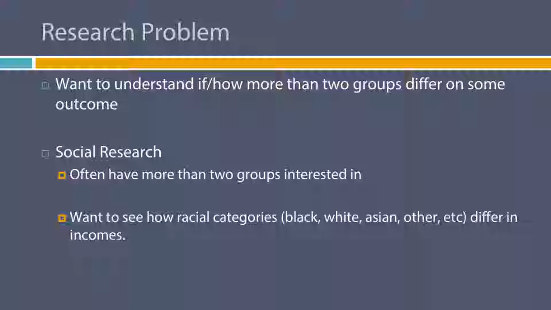What if we wanted to see how racial categories differ in terms of their mean incomes? Do whites have higher mean incomes than blacks, or is there a difference in mean income between blacks and whites and Asians and everybody else? Right? We need some more sophisticated technique to answer those kinds of questions.